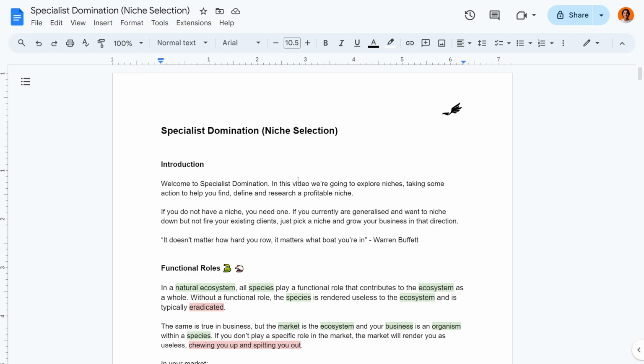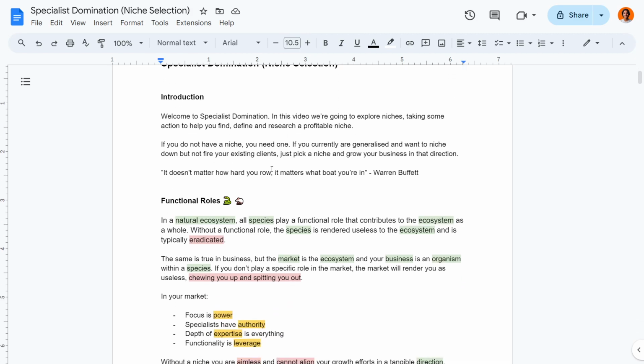Now, before starting, I would like to start with a quotation. It doesn't matter how hard you row, it matters what boat you are in. We are going to follow along through the whole of this module, and this quotation is going to make sense. So before starting, let me tell you what exactly a niche is. A niche is the category of the people you work with. It could be real estate people, or people who only work in commercial real estate, or people who work only in commercial real estate in a specific place. That could be your niche, right? And we are going to get into much more detail as we move forward.